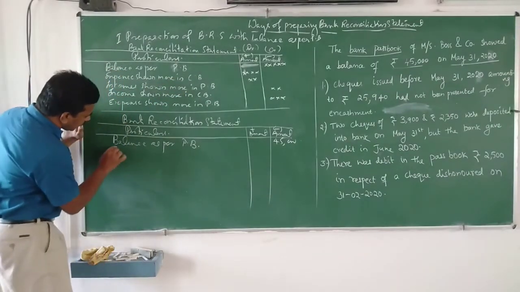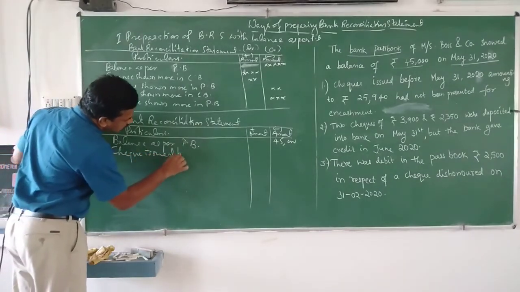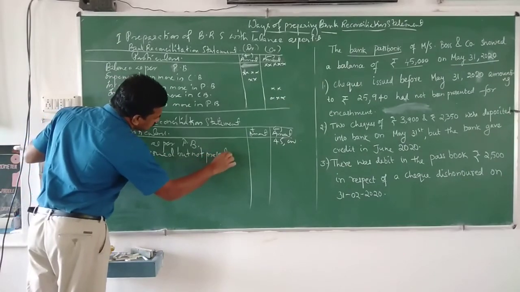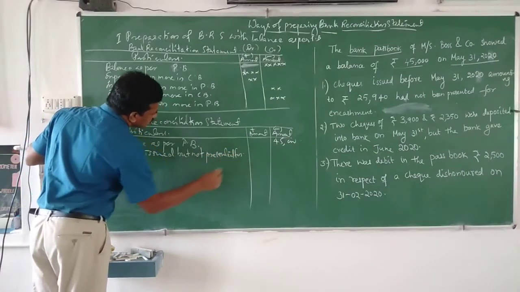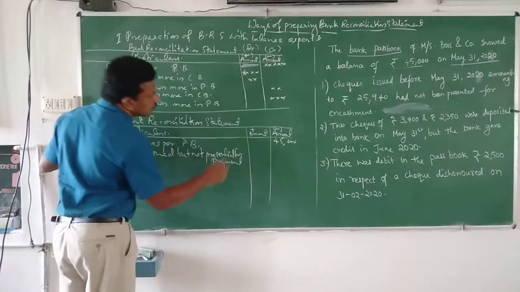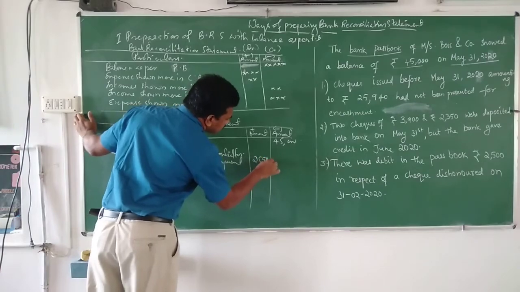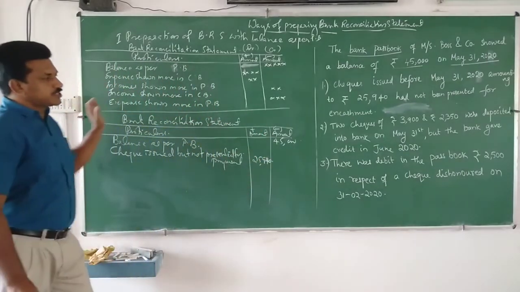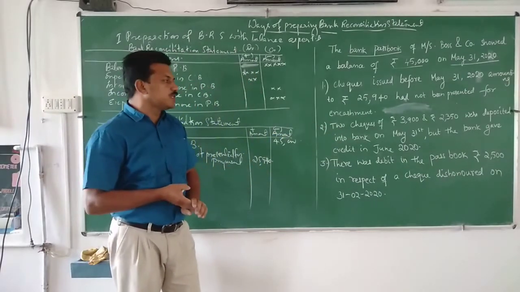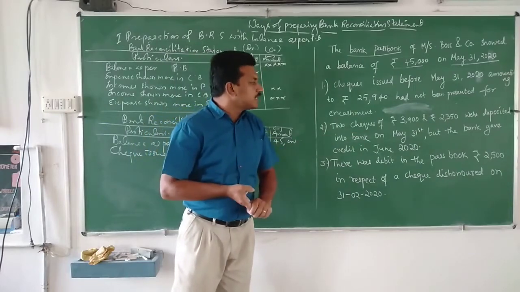So we can write check issued but not presented for payment. How much? 25,940. The next, two checks of rupees 3,900 and 2,350 were deposited into bank on May 31st.